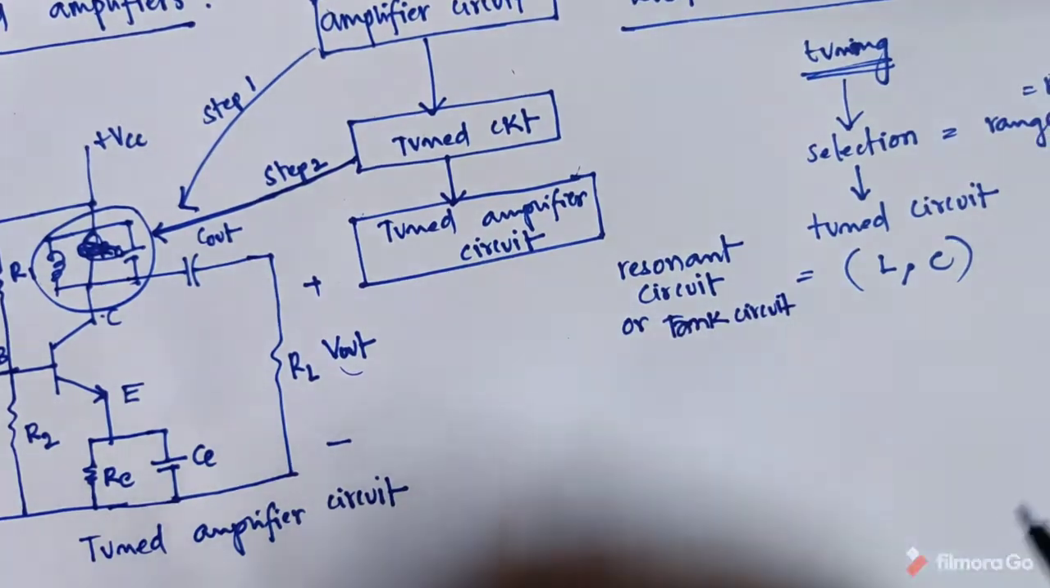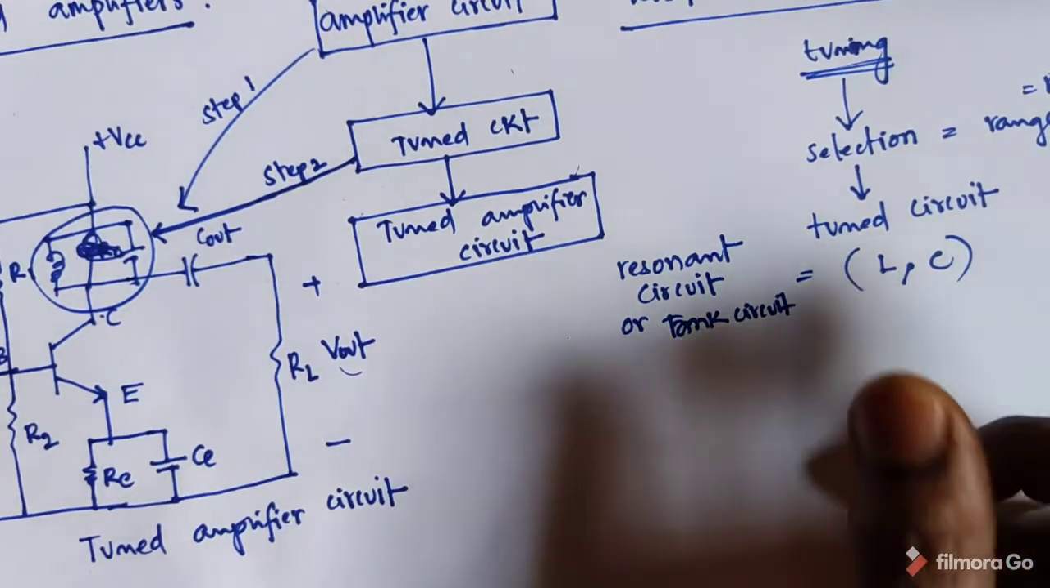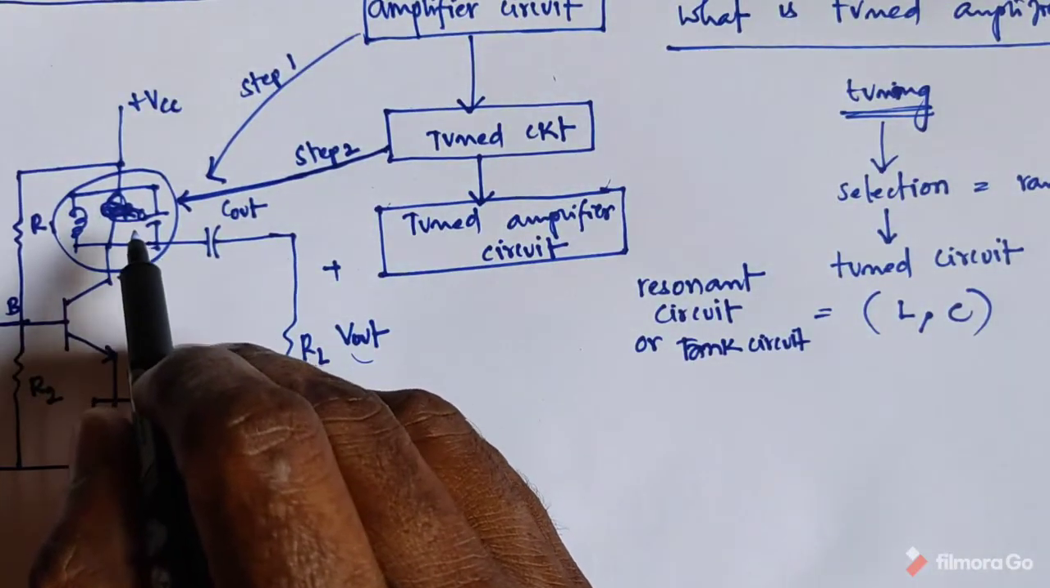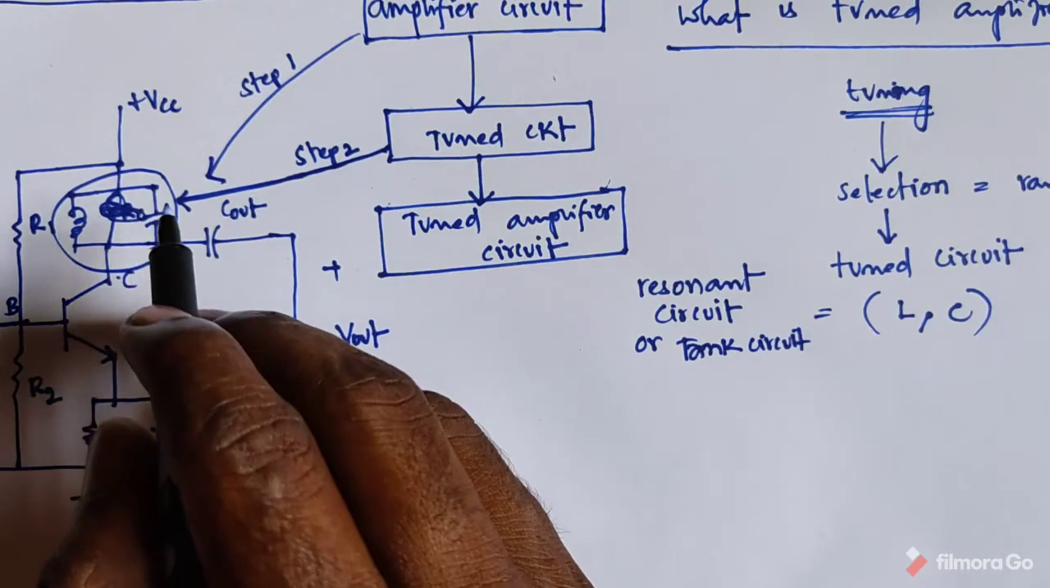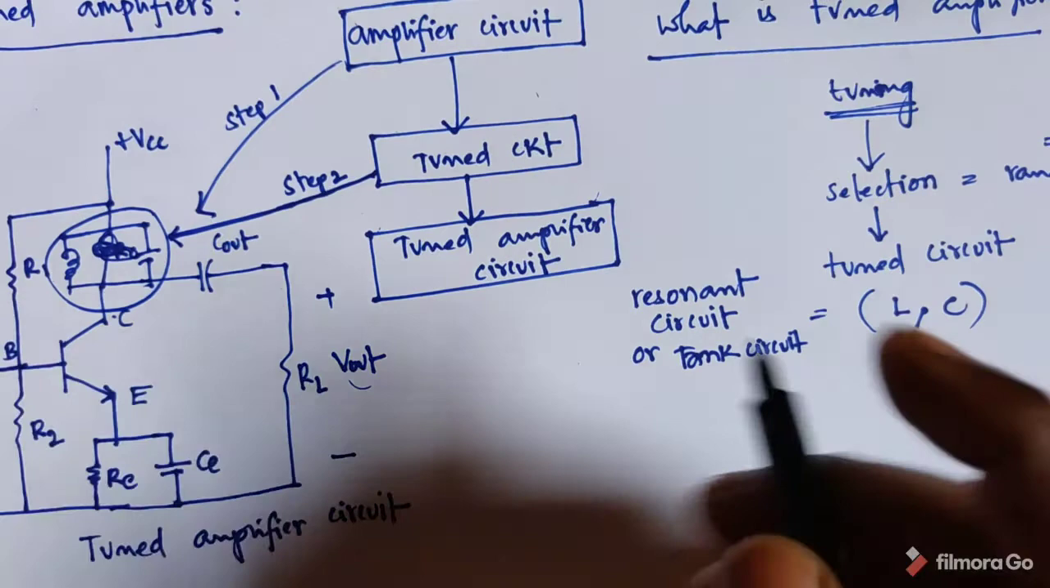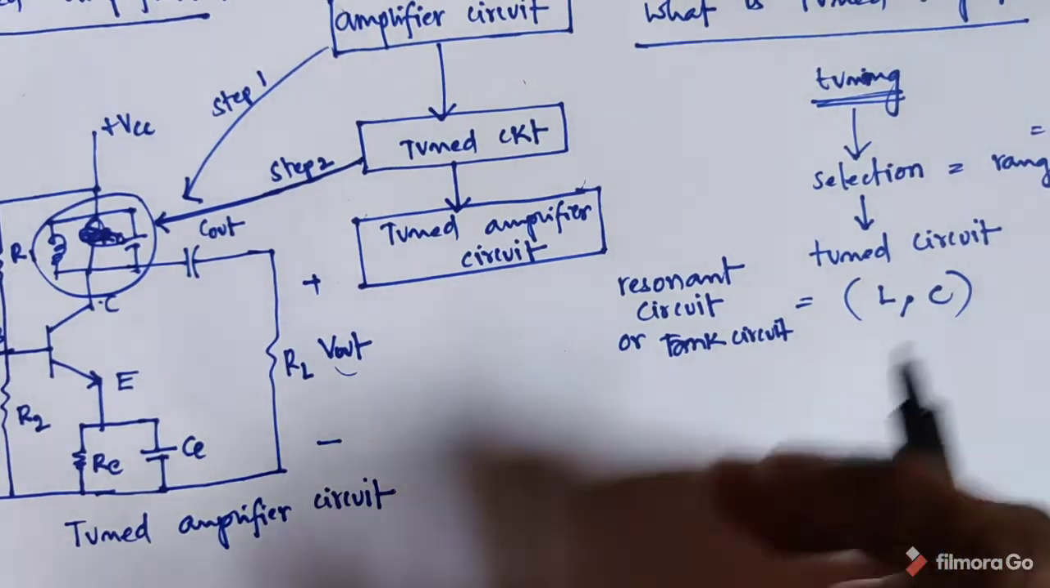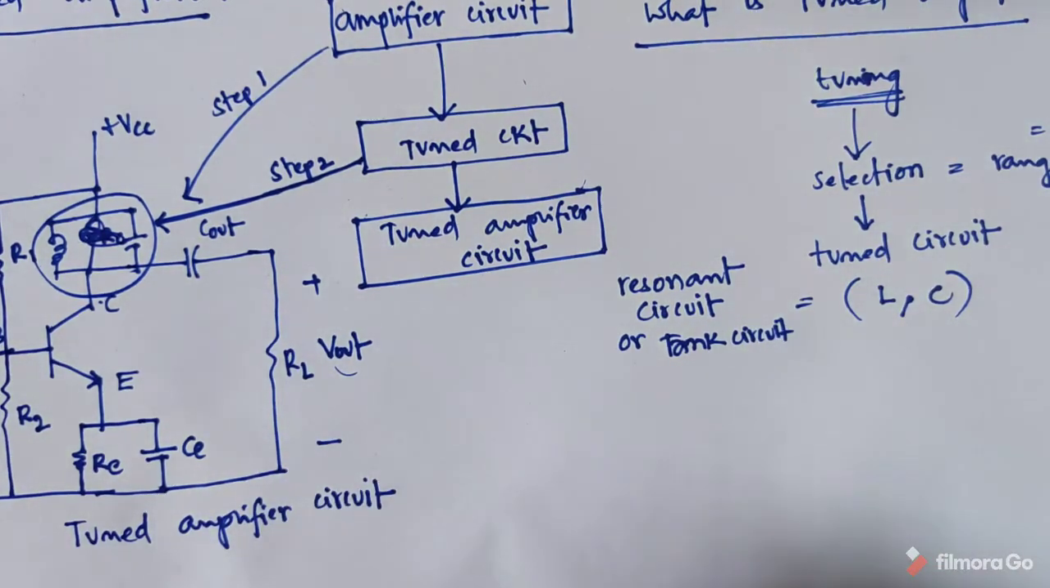This is based on this. A tuned circuit is capable of amplifying a signal over a narrow band of frequencies that are centered at the resonant frequency. Okay, these are the types of frequencies we have to calculate.